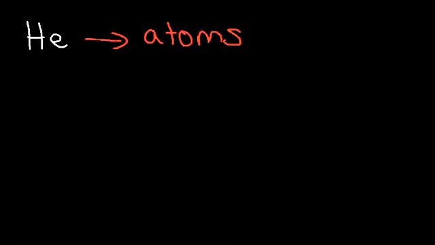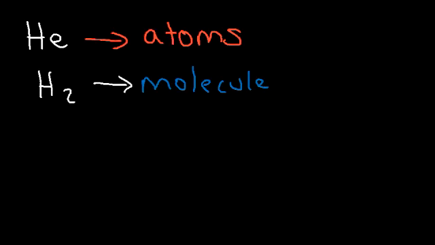So now let's talk about the difference between atoms, molecules, elements, and compounds. So let's start with helium. Helium is atomic in nature. A sample of helium is composed only of atoms. But now hydrogen gas is composed of molecules. A molecule is a particle that contains two or more atoms. Those atoms could be identical or they could be different.